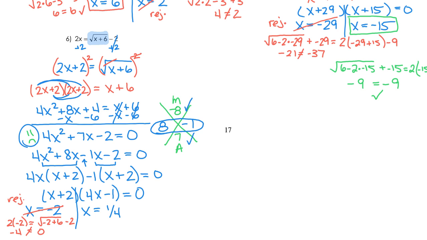Okay, let's go ahead and check 1/4. And so if we do 2 on the left-hand side times our answer of 1/4, we end up with 1/2 equal to, on the right-hand side in our calculator, square root of our x value, which is 1/4, plus 6, arrow over, hit minus 2, and hit enter, and we end up with 1/2. And so this one checks out, and we can keep our answer of x equals 1/4.